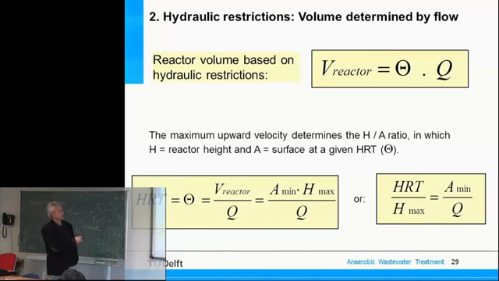So reactor volume based on hydraulic restrictions, now that's very simple. The volume of the reactor is the hydraulic residence time times the flow, times the Q. And the maximum upward velocity also determines the height and the surface ratio. According to this relation, the residence time is the volume of the reactor divided by the Q. The volume is the height times the surface, divided by the Q. So there's a relation between the upward velocity and the minimum surface area of the reactor.